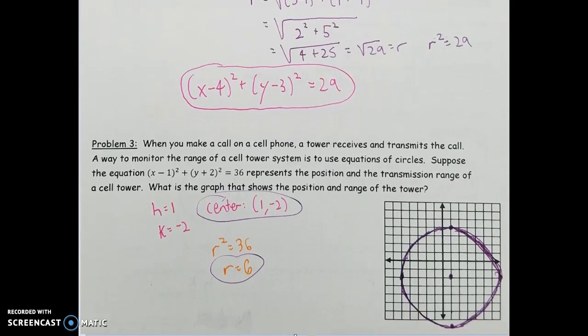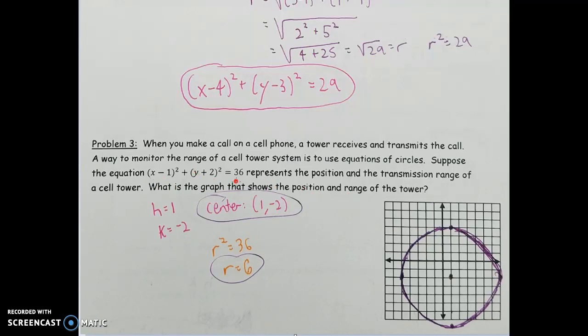So the last type of question is where we're doing the opposite, really. We're making a call on a cell phone. A tower transmits and receives the call, receives and transmits. A way to monitor the range of the cell tower system is to use equations of circles. So this is kind of how that very first question was set up before we started the notes. Suppose we're given this equation to represent the position and range of the cell tower. We're going to use that to graph it and also show that same position and range.